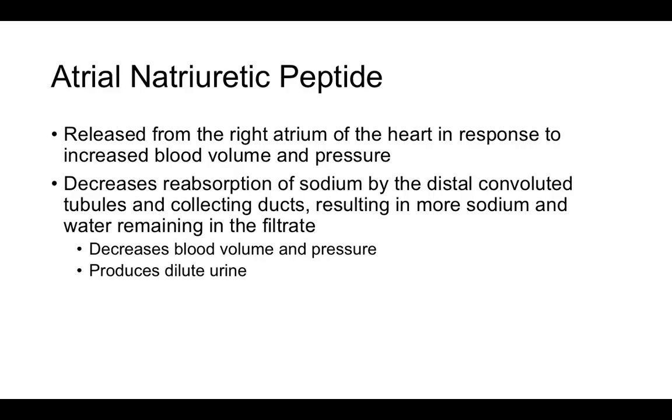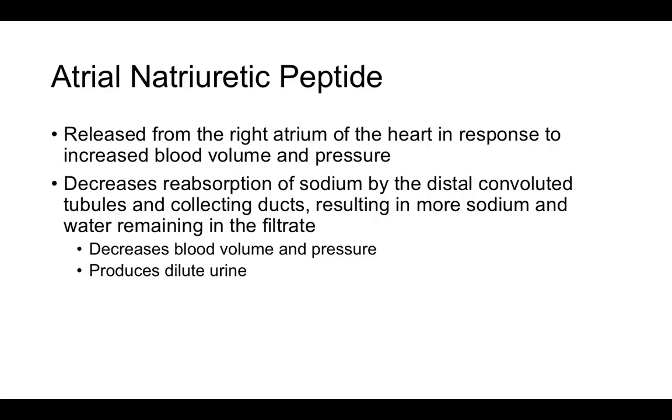Atrial natriuretic peptide. Now, you may be wondering, hey, atrial sounds familiar. It sounds like the atrium from the heart, and you would be exactly right. It's released from the right atrium in response to an increased blood volume and pressure. So all of a sudden we have a massive amount of pressure coming into the right atrium, which means, so think about what the right atrium is. The right atrium is where all the blood from the body returns. This is returning to the heart from the systemic circuit. And then we go to the right ventricle and we pump to the pulmonary circuit.